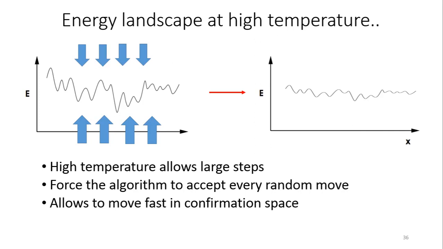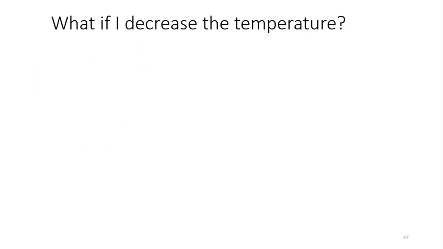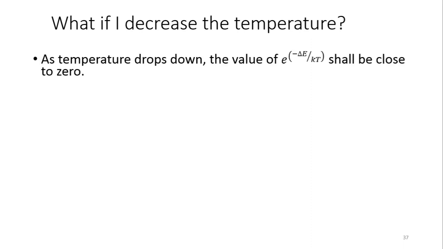So this is what would happen when you increase the temperature, right? Increasing the temperature would enable you to move fast in the conformational space. Now let us think of another scenario, when we decrease the temperature instead of increasing it. As the temperature drops, the value of this term, e raised to minus delta E by kT, shall be close to 0.